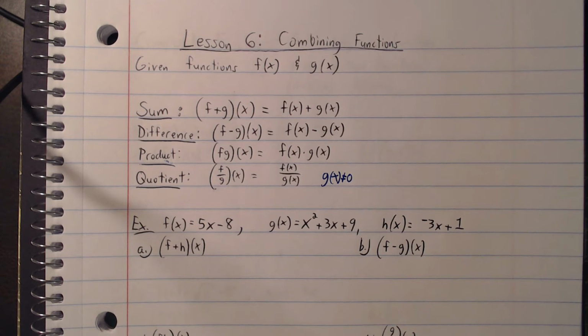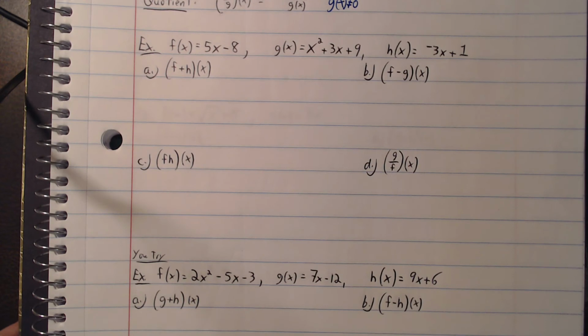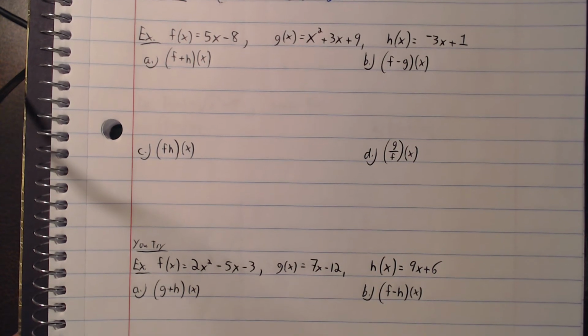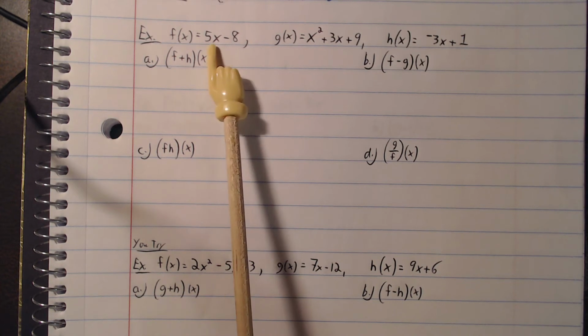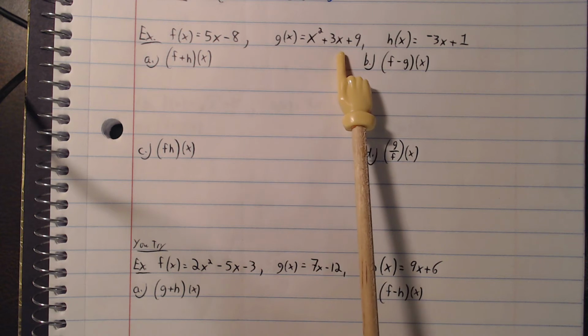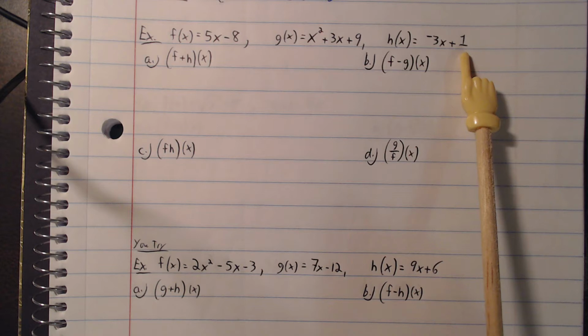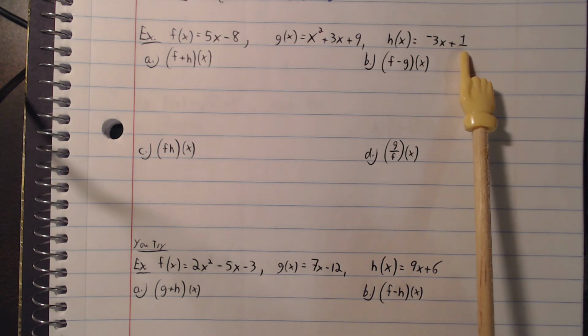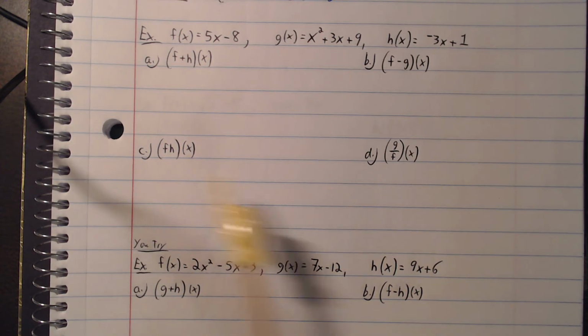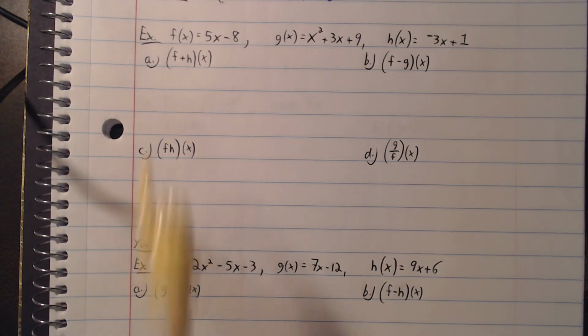So let's take a look at how some of these functions work. Here, they give us three different functions. f of x equal to 5x minus 8, g of x equal to x squared plus 3x plus 9, and h of x, which is equal to negative 3x plus 1. We're going to be doing each of these four problems. The first one calls for us to add f of x and h of x.